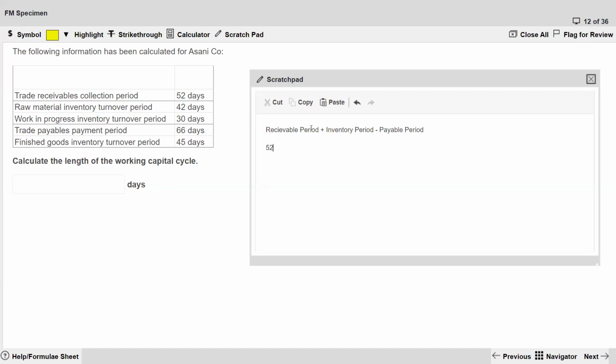So it's 52 days the receivable collection period plus 42 days the raw material inventory turnover plus 30 days the WIP turnover plus 45 days the finished good turnover period minus 66 days. So how much does it turn out to be? 52 plus 42 plus 30 plus 45 minus 66 gives us 103 days.